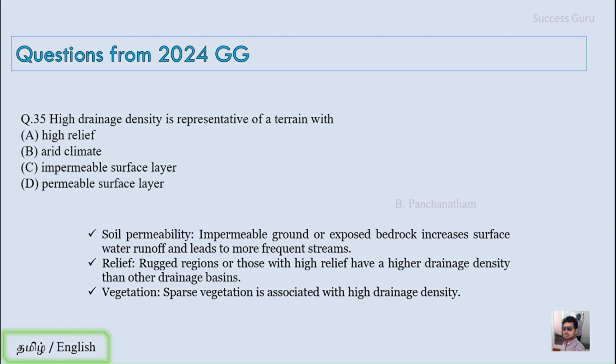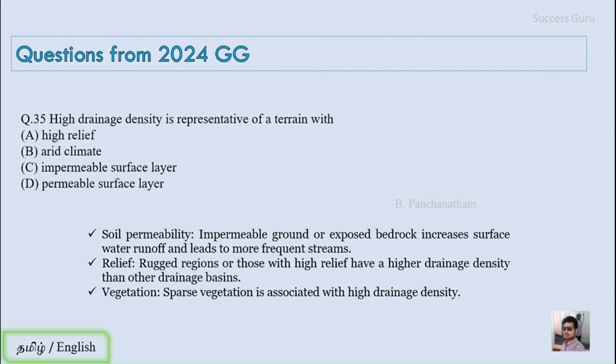The second one is the relief, which indicates if we have a high relief landform, then the runoff will be very high. As you know, if we have a high relief landform, what happens? The slope will be very high, right? As the slope is higher, then the rate of infiltration will be comparatively less when compared to the rate of runoff, and that leads to the formation of high drainage density.